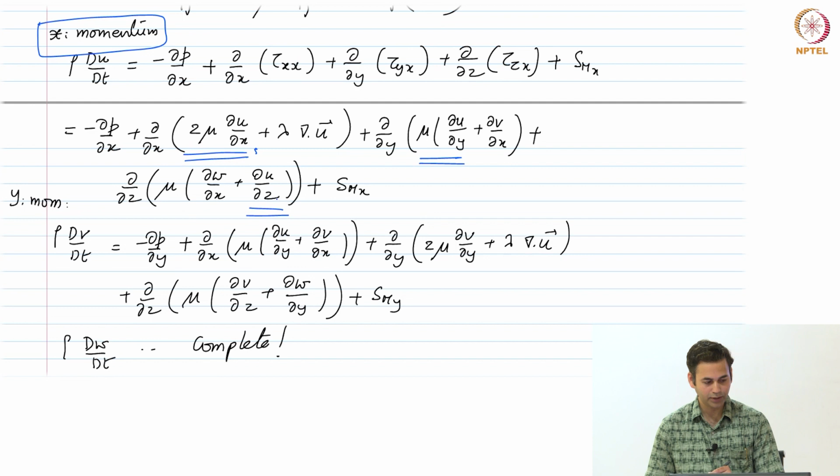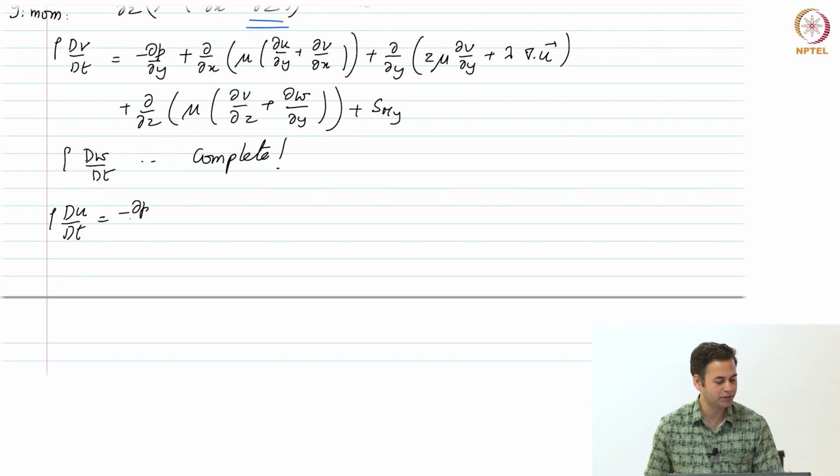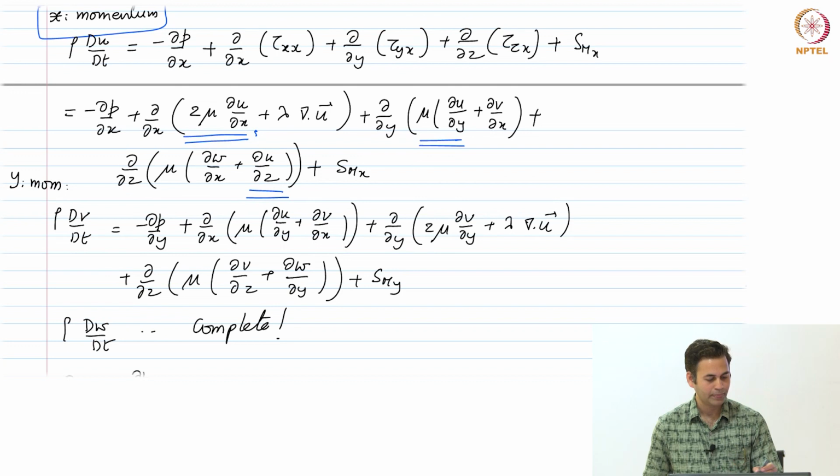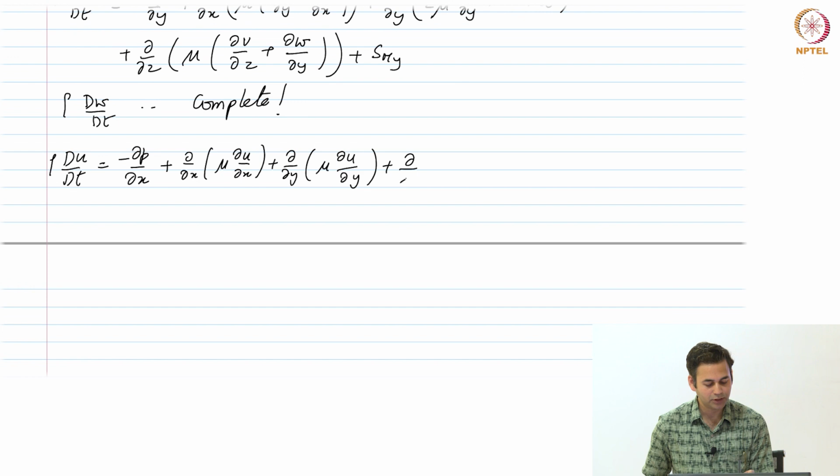So this is basically rho du/dt equals minus ∂p/∂x plus. So I am writing down ∂/∂x of mu ∂u/∂x, okay, and then ∂/∂y of mu ∂u/∂y, and ∂/∂z of mu ∂u/∂z, right. Those are the three terms we are writing together. So that means ∂/∂x of mu ∂u/∂x plus ∂/∂y of mu ∂u/∂y plus ∂/∂z of mu times ∂u/∂z.